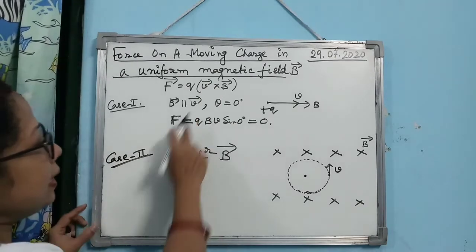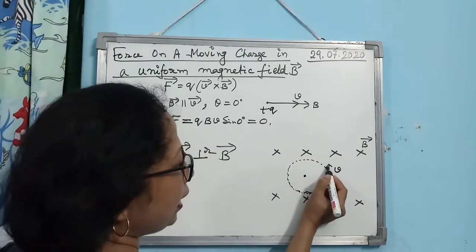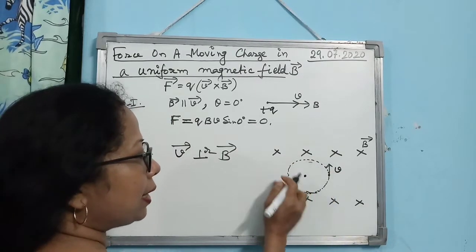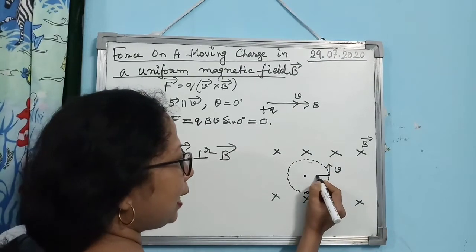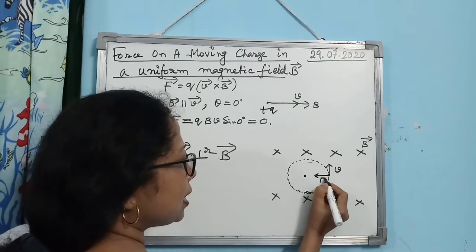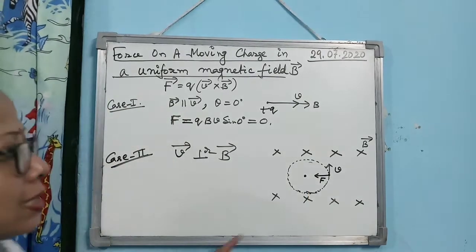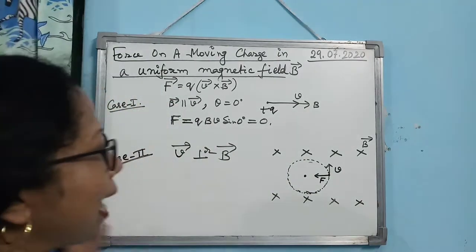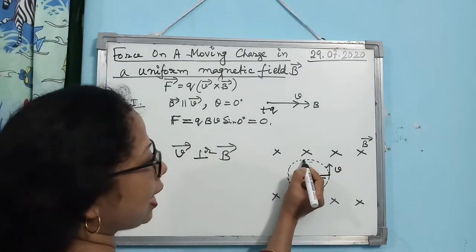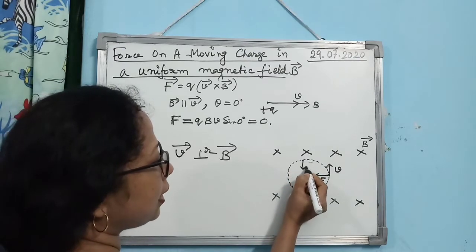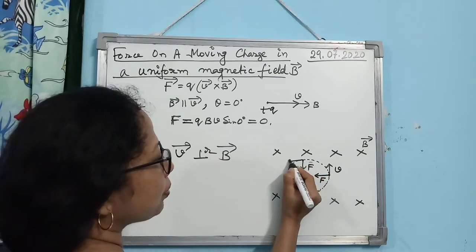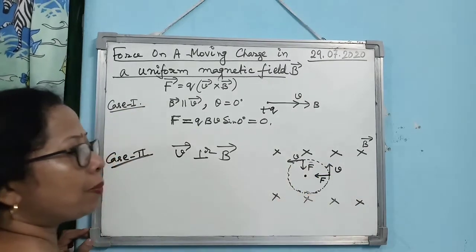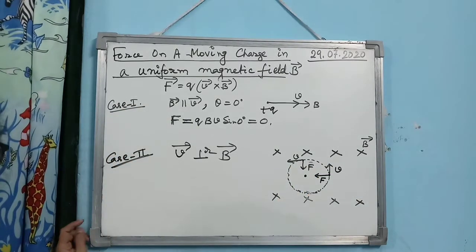Alright, now in this case you see here V is in this direction, B is in the inward direction, and when the particle is moving in the circular path, then it is experiencing the centripetal force, and that centripetal force is nothing but the Lorentz force. So at every point of motion, F and V are perpendicular to each other, and F and V are perpendicular to B also.